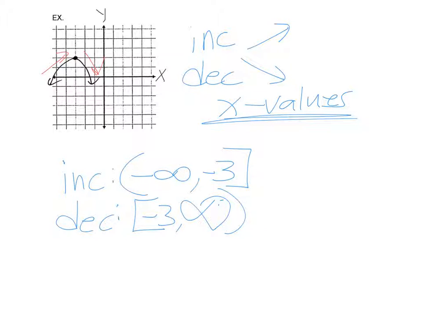Different books sometimes only use all parentheses on increasing and decreasing because you could argue at the top of the hill that point is neither increasing nor decreasing, so it shouldn't be included with a bracket. So I'll take either way on that.